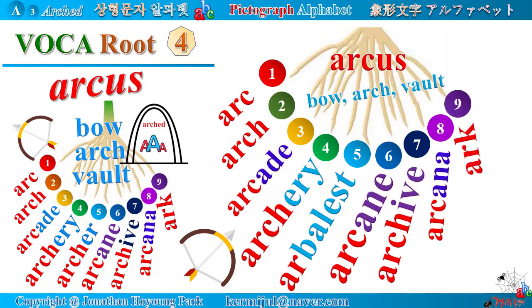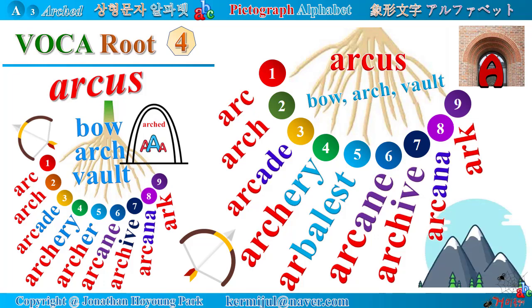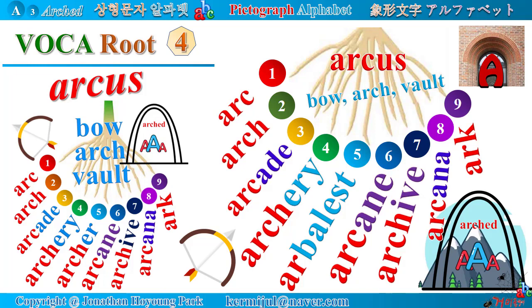Look at the fat alphabet A. It looks like an arch-formed porch. Look at the high snow-capped mountain. Its top has an arched form. It looks like a round-headed alphabet A. From now, let's start a journey of building your vocabulary.